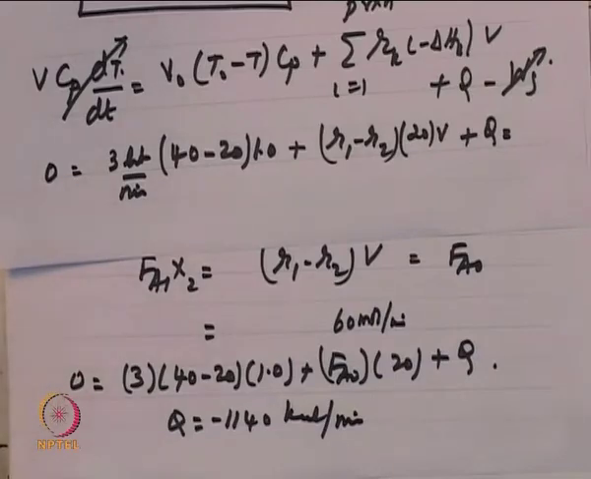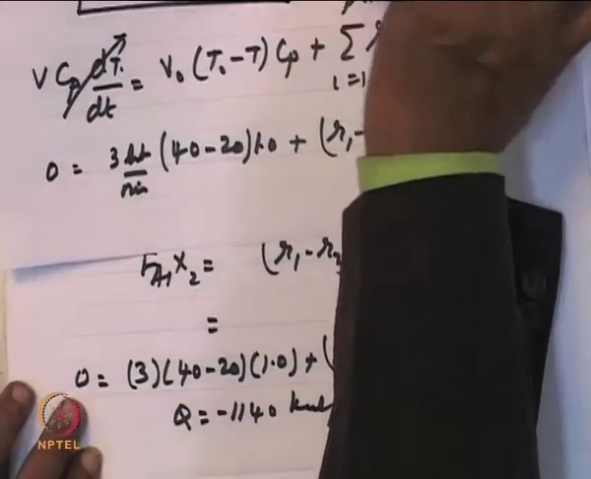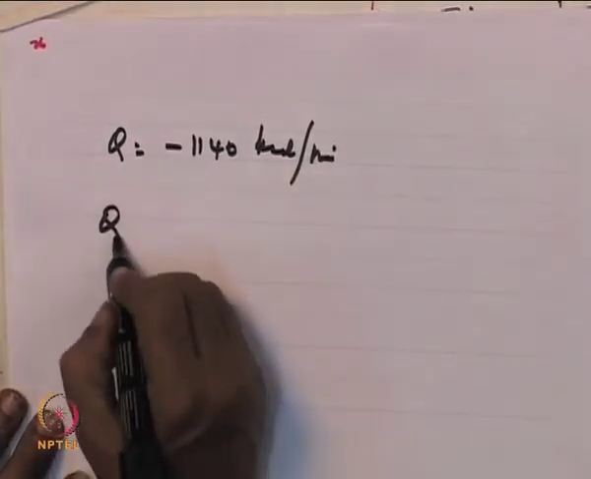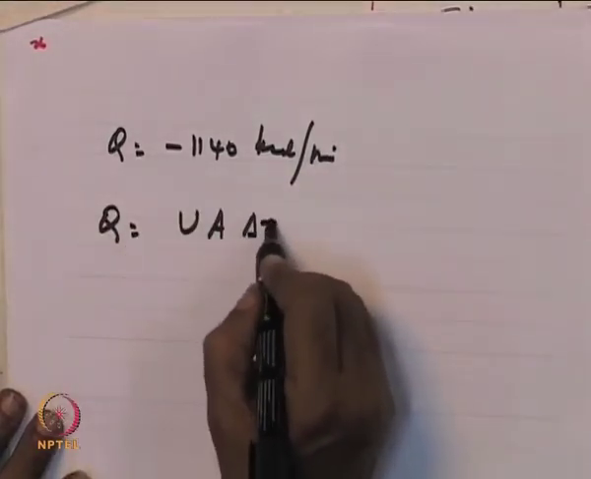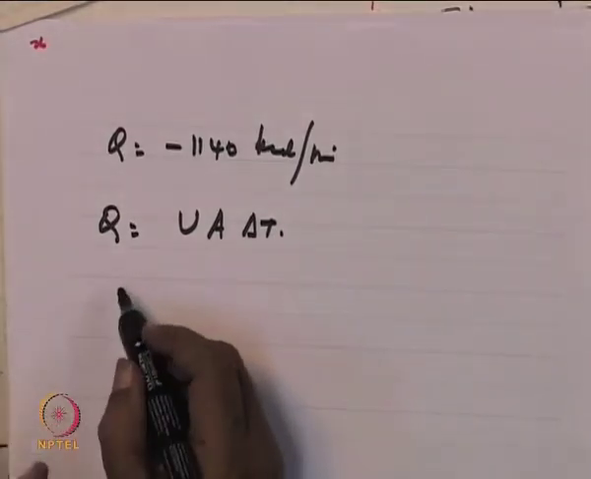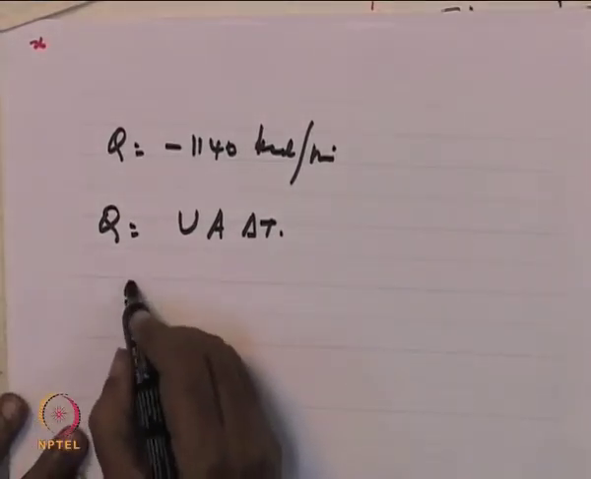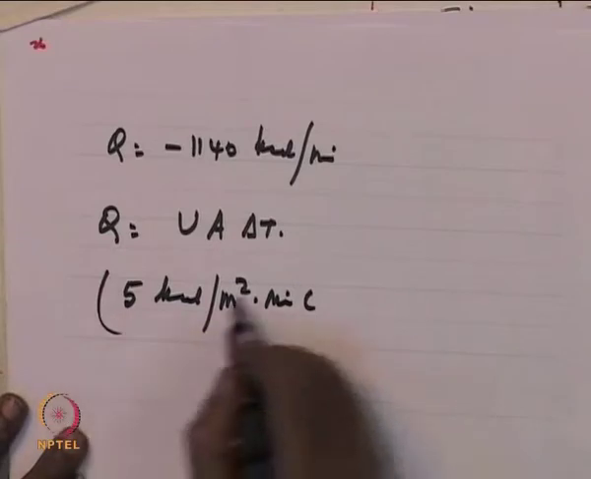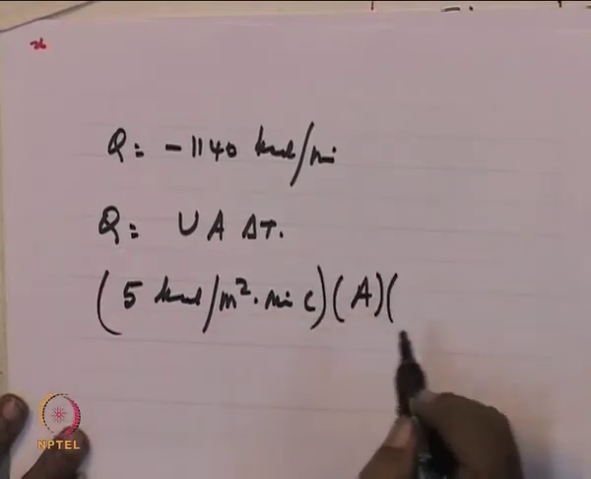Is this clear? Now, there are some more issues to be handled here, which is the heat transfer area. What is the heat transfer area that is required for carrying out this reaction? Q is given as minus 1140 kilocals per minute. You know that Q is equal to U times A times delta T. U, the heat transfer coefficient, is given as 5 kilocal per square meter per minute degree C. A is not known.